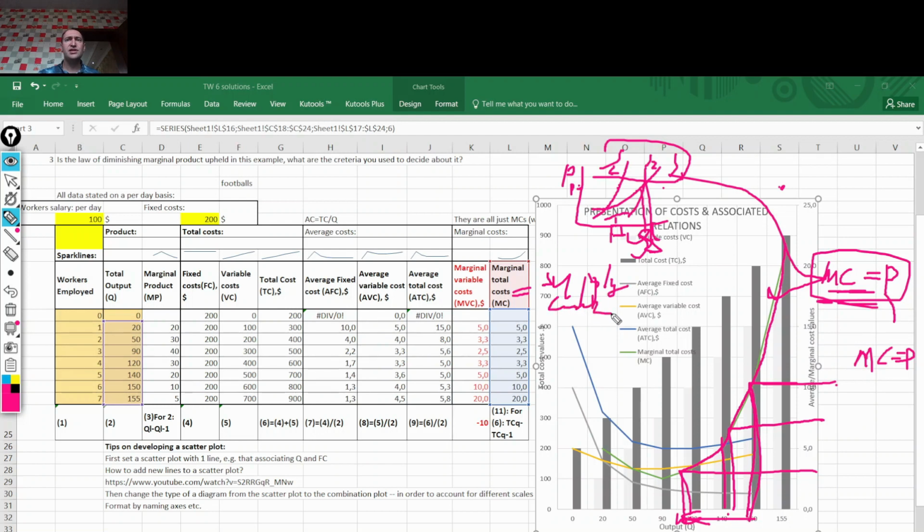We call it S, right? Supply curve. Okay, so you should learn the trick of how to develop the charts from the tables. I will teach it during the tutorial.